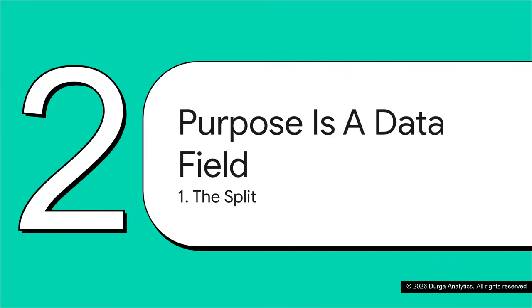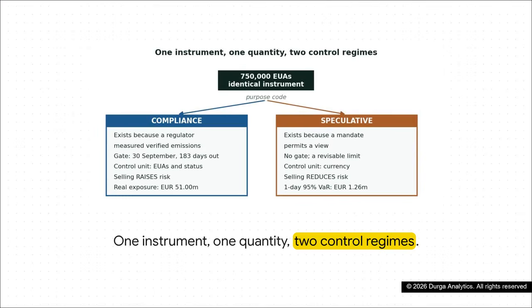First up, purpose is a data field. Our fundamental thesis for this chapter is pretty straightforward, but it is absolutely crucial. The compliance desk holds a position because of a statutory gate. Basically, a regulator went out and measured a chimney. The speculative desk, however, holds a position because a mandate permits a commercial view.